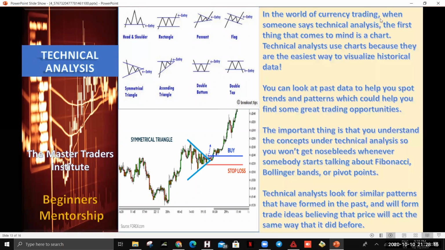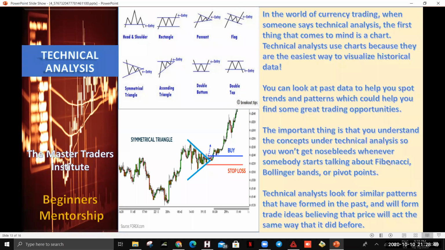In the world of currency trading, when someone says technical analysis, the first thing that comes to mind is a chart, just like what I showed you. Technical analysts use charts because they are the easiest way to visualize historic data. You can look at past data to help you spot trends and patterns, which could help you find great trading opportunities. The important thing is that you understand the concept underlying technical analysis so you won't get a nosebleed whenever somebody starts talking about Fibonacci, Bollinger Band, or pivot point.